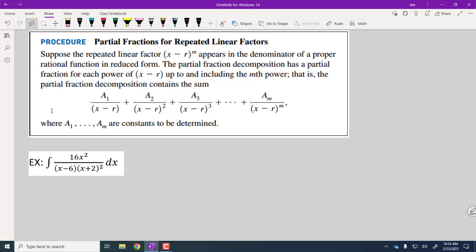I'm going to set this one up and then let you work it out. So notice this is going to be a slight amping up of what we just did. We still have linear factors, but notice that we have repeated linear factors. And this big box here is saying what you do with a repeated factor. So they're saying, well, what if the power on your linear factor was m? Well, then you're going to have m partial fractions. You're going to have a partial fraction for every power of the repeated factor.